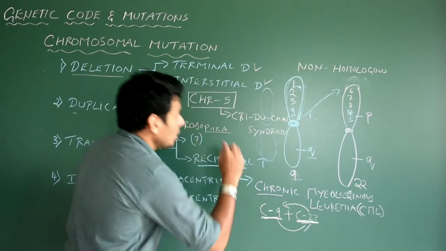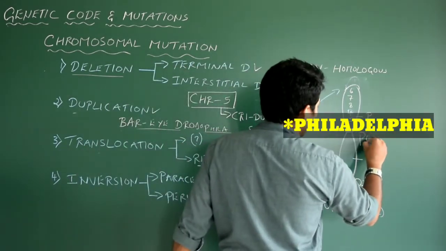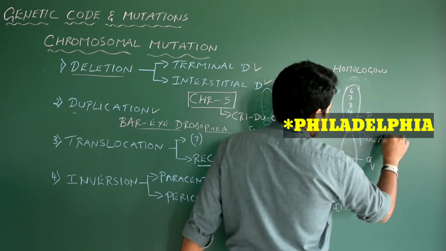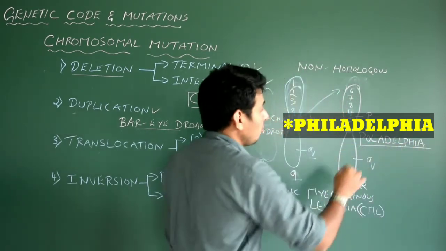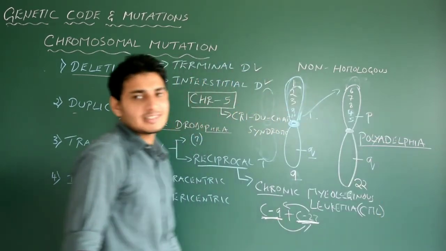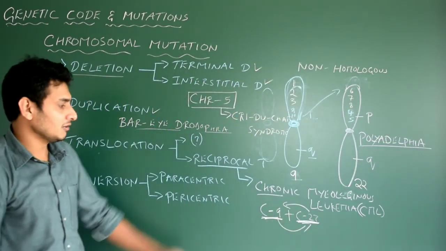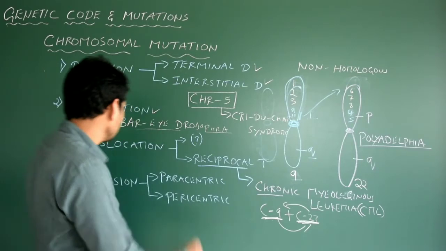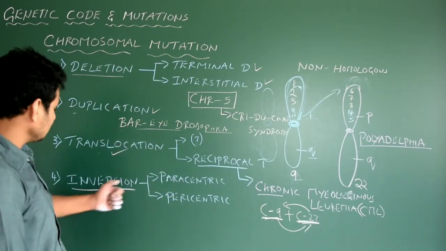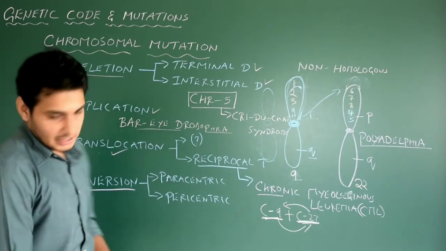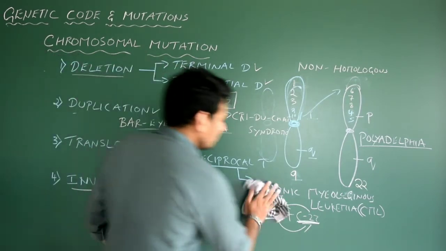It is also called, let me write here, Philadelphia. Just remember, this is also called the Philadelphia chromosome, which is chronic myelogenous leukemia, which is translocation. Now, very important for your competitive examination, that is inversion. Okay, let me erase this portion. Hope you are getting my point.